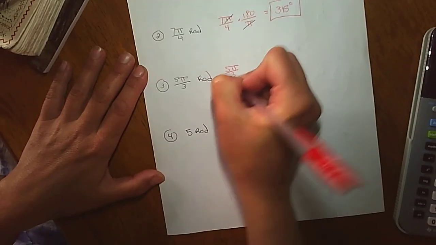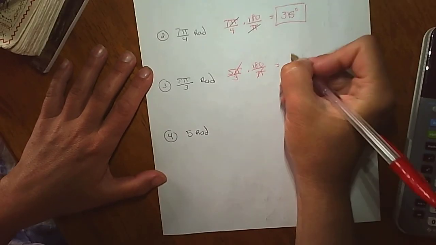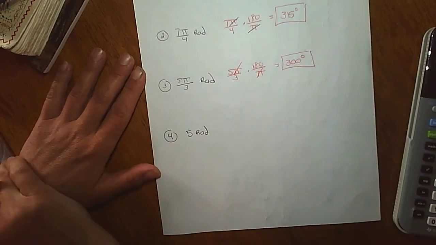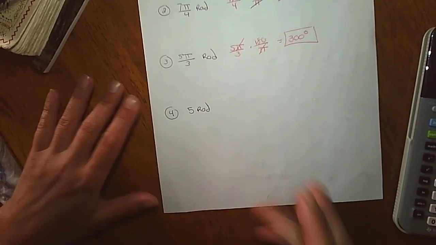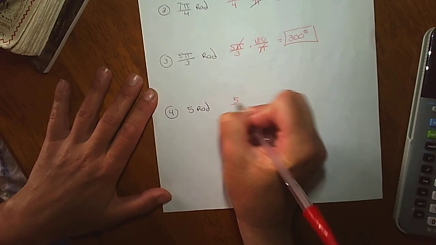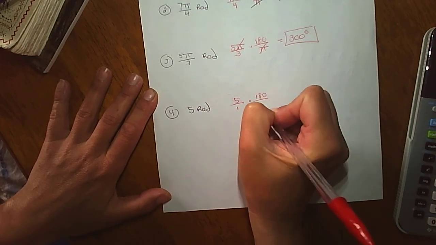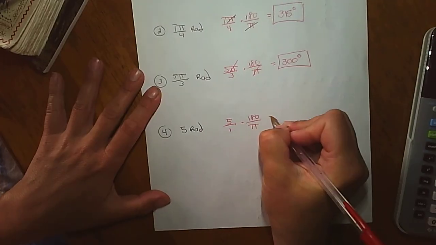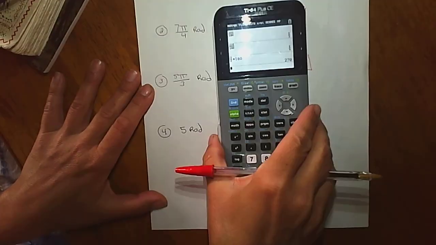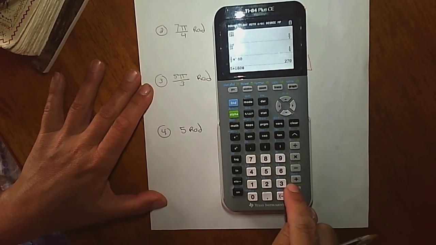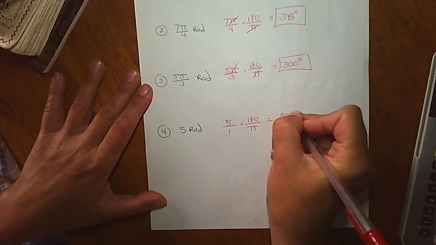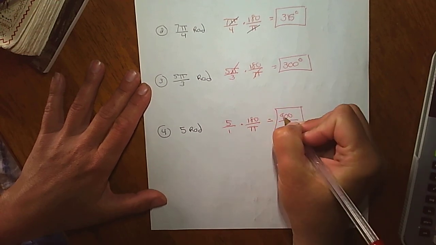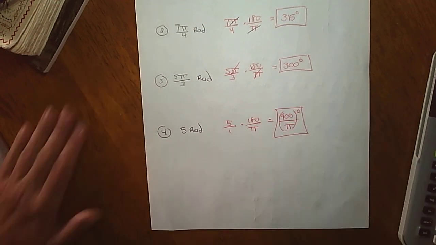5 pi over 3 times 180. This one's 300 degrees. Okay. And finally, this one's a little weird. You're going to put 5 over 1 times 180 over pi. Now, unlike all the other ones, the pi won't cancel. We're stuck with it. So we're just going to multiply straight across. I'm going to do 5 times 180, which is 900. 1 times pi is pi, and believe it or not, guys, you can leave it like that. That would be 900 over pi degrees.